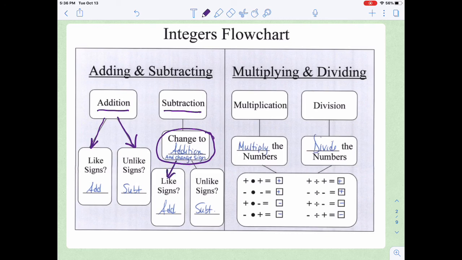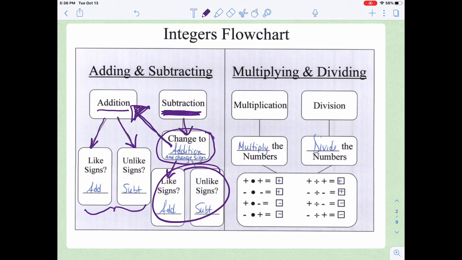Are they like signs then? Okay, then once we do that, basically we've gone here, right? We don't even really have to rewrite this. This is really the same thing as this. So subtraction, you don't need to learn something different. You just learn how to change it to addition, and then you do the addition rules.